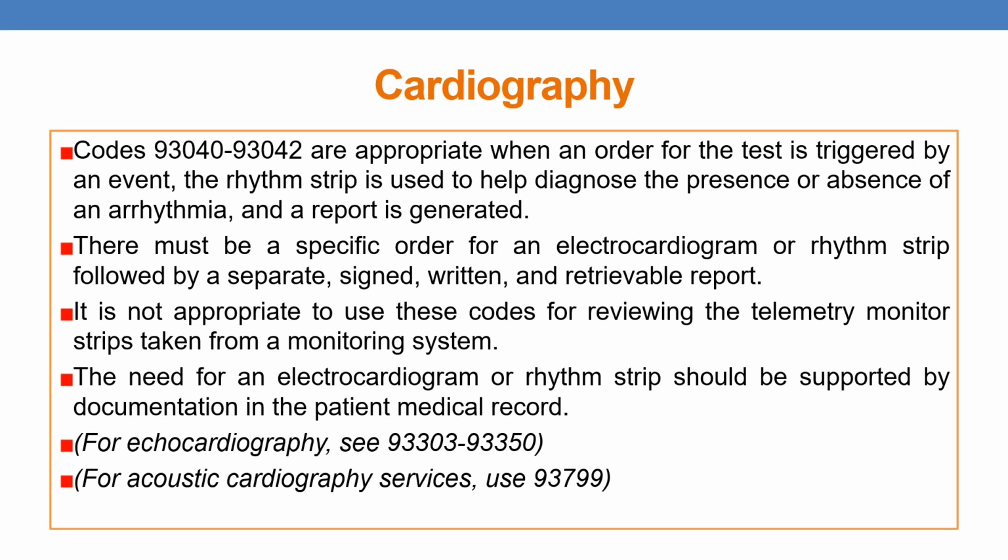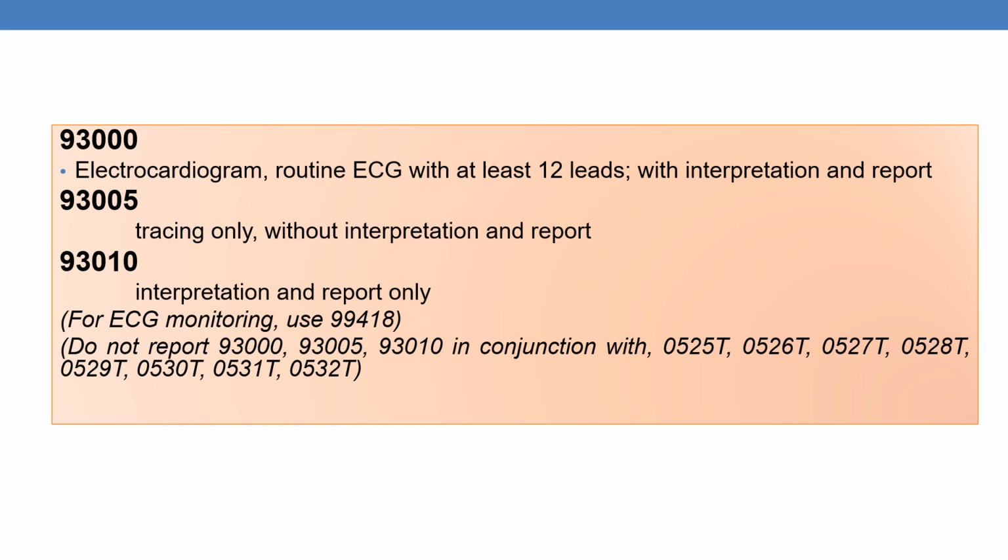Now, for echocardiography, we need to see the codes 93303 to 93350. And for acoustic cardiography services, we need to refer to 93799. Now coming to the CPTs, there is a list of CPTs for complete interpretation and report, for without interpretation and report, and for interpretation and report only.